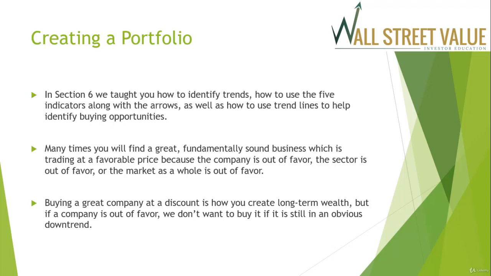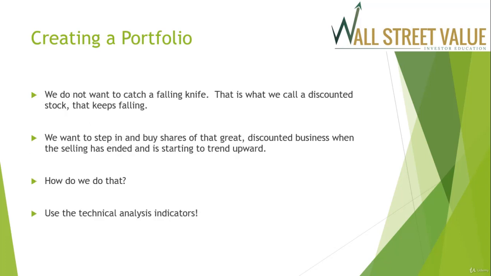Many times you're going to find a great fundamentally sound business which is trading at a favorable price because the company's out of favor, the sector's out of favor, or the market as a whole is out of favor. Buying a great company at a discount is how you create long-term wealth, but if a company's out of favor, we don't want to buy it if it is still in an obvious downtrend. We don't want to catch a falling knife, and that's what we call a discounted stock that keeps falling.